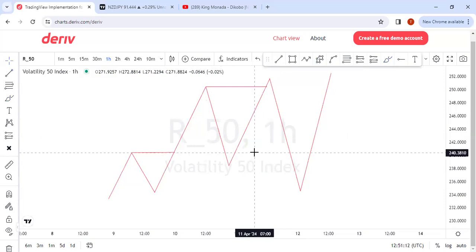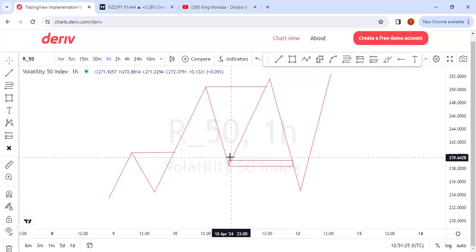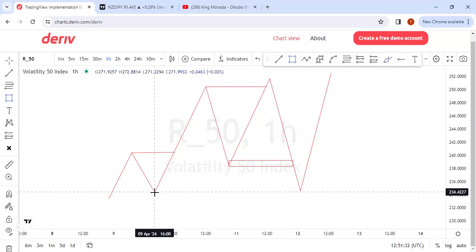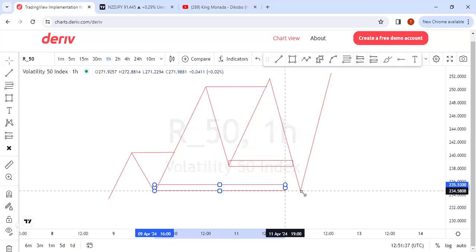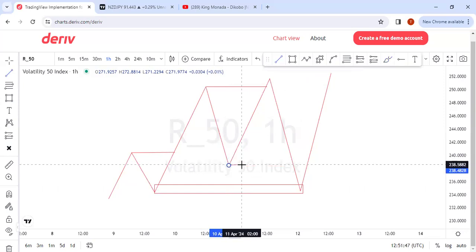So someone who doesn't understand anything about inducement will choose this candlestick as the order block. However, this is just a liquidity area, which you call an inducement. Why? Because just below it, there's a fresh and unmitigated order block. That is why we'll choose this candlestick, which is the last bearish candlestick. So this is just going to be an inducement.